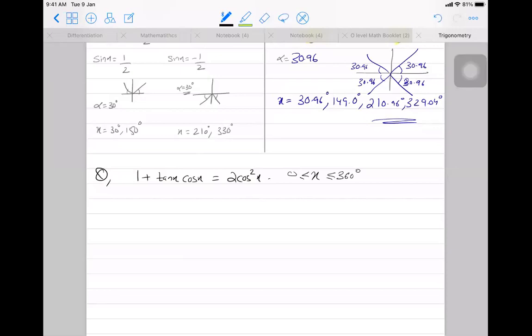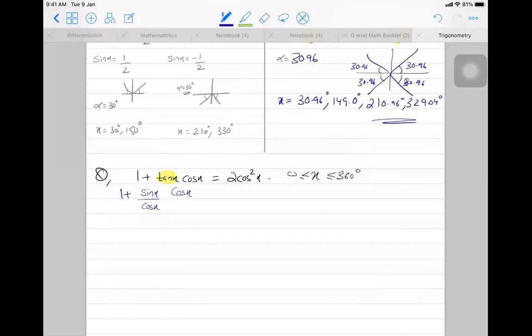Are you done? Yeah, sir. Is it 30, 150, and 270? Okay, let's try. So what is the first step that you did? The first one, I changed the 1 into cos square x plus sine square x.